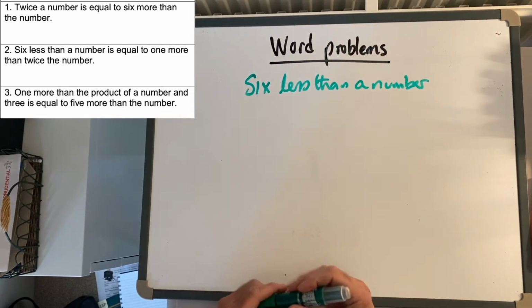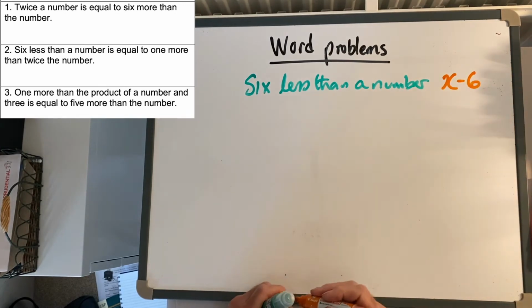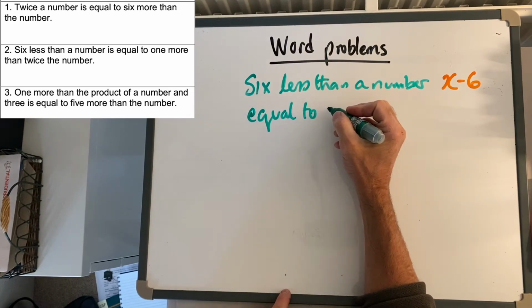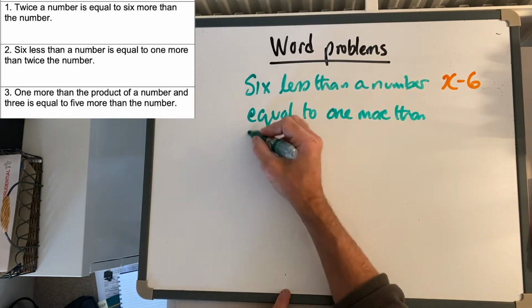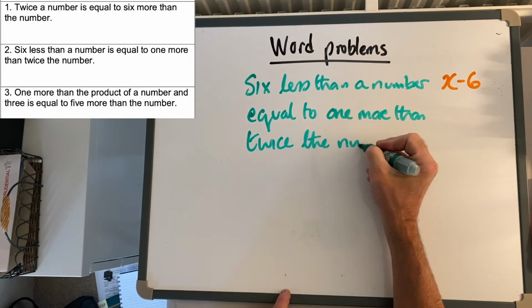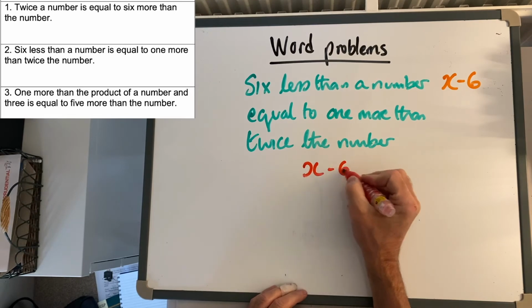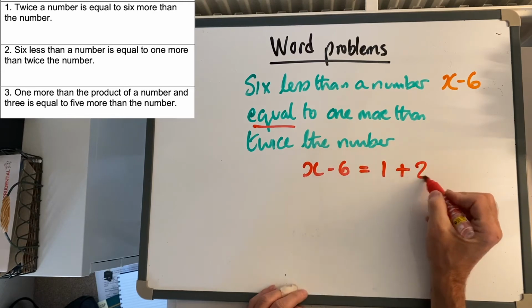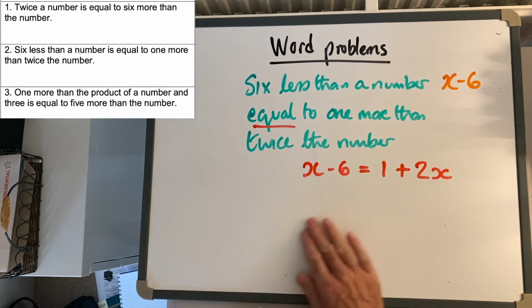So I'm thinking straight away, why not write it out like this? So 6 less, so say it's 10, 10 minus 6, 8 minus 6, etc. So 6 less than a number is equal to 1 more than twice the number. So it's equal to 1 more than twice the number. So that's quite complex, isn't it? So we've got x minus 6 is equal to 1 more than twice the number. There we go. So I've now written it out into an equation, and I should be able to solve this.